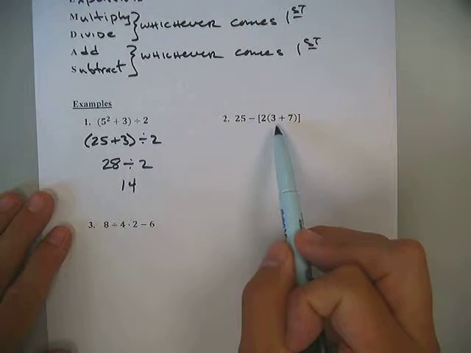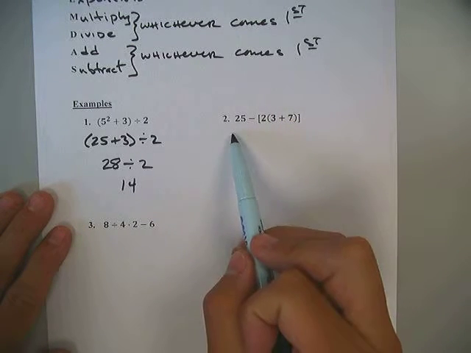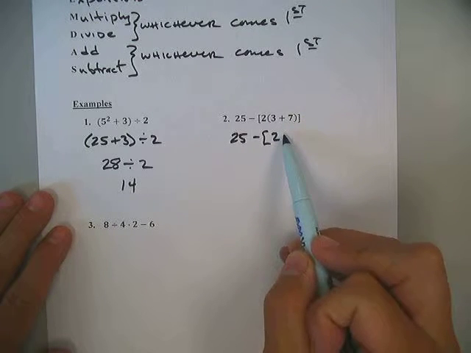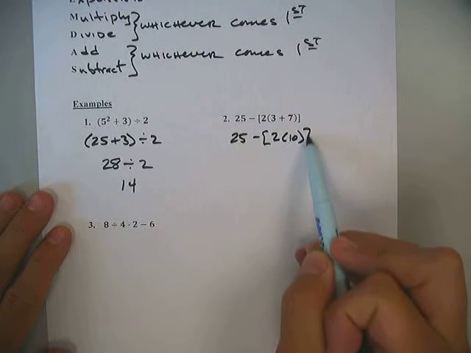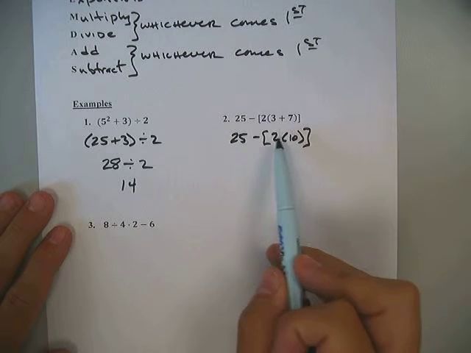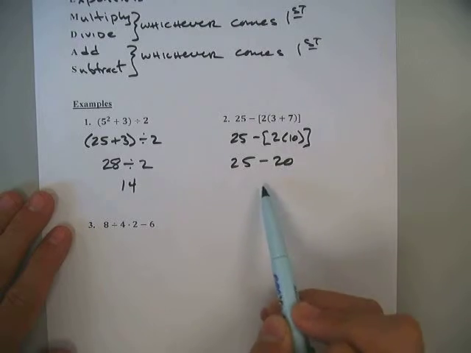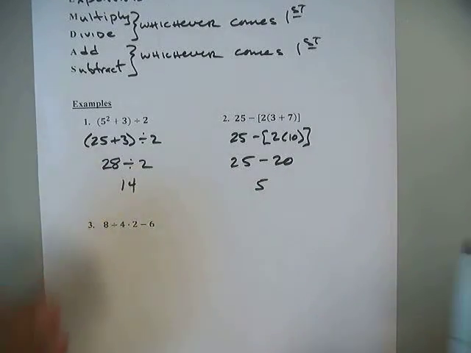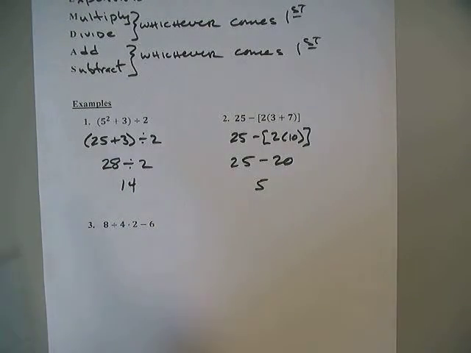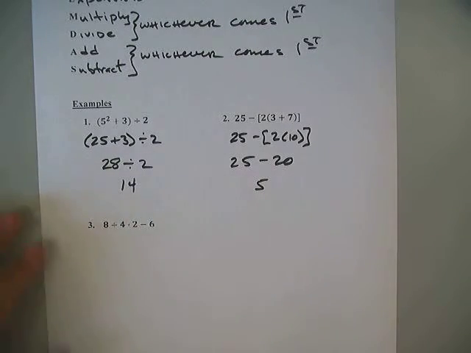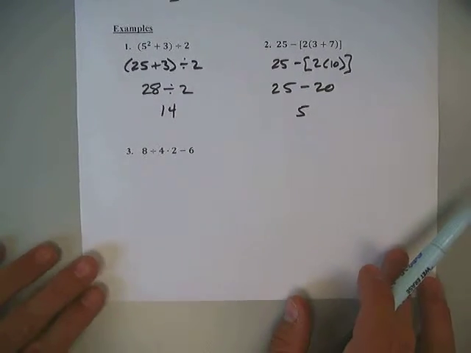All right, let's try another one. What about this over here? Looks like I have some brackets, and inside the brackets, I even have some parentheses. So I'm going to do that. So it looks like 3 plus 7 is 10. And inside the brackets, I'm still going to do that part. So it'll be 2 times 10 is 20. And then I can subtract. So you notice that you don't always just work left to right. Sometimes you got to work right to left. You have to go through and follow these order of operations that we've given you.